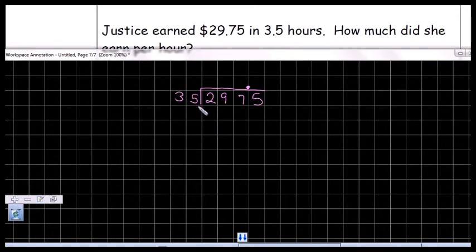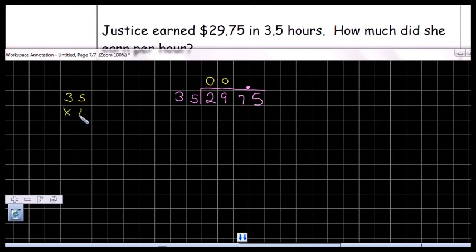Okay, so now we're going to say 35. Can 35 go into 2? No, 35 is too big. Can 35 go into 29? No, 35 is still bigger than 29. But 35 does go into 297. And I know that 35 times 10 is 350, and this 297 is close to 300. So it's probably going to be either 9 or 8 times. I don't know exactly which one, so I'm going to try both.